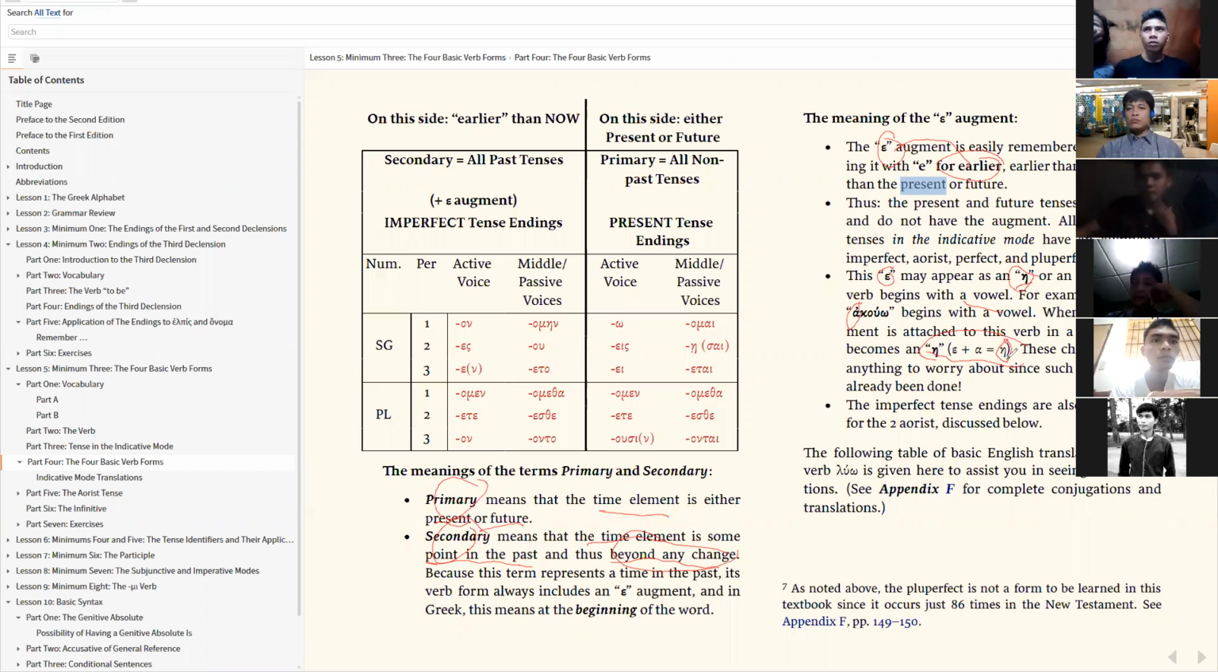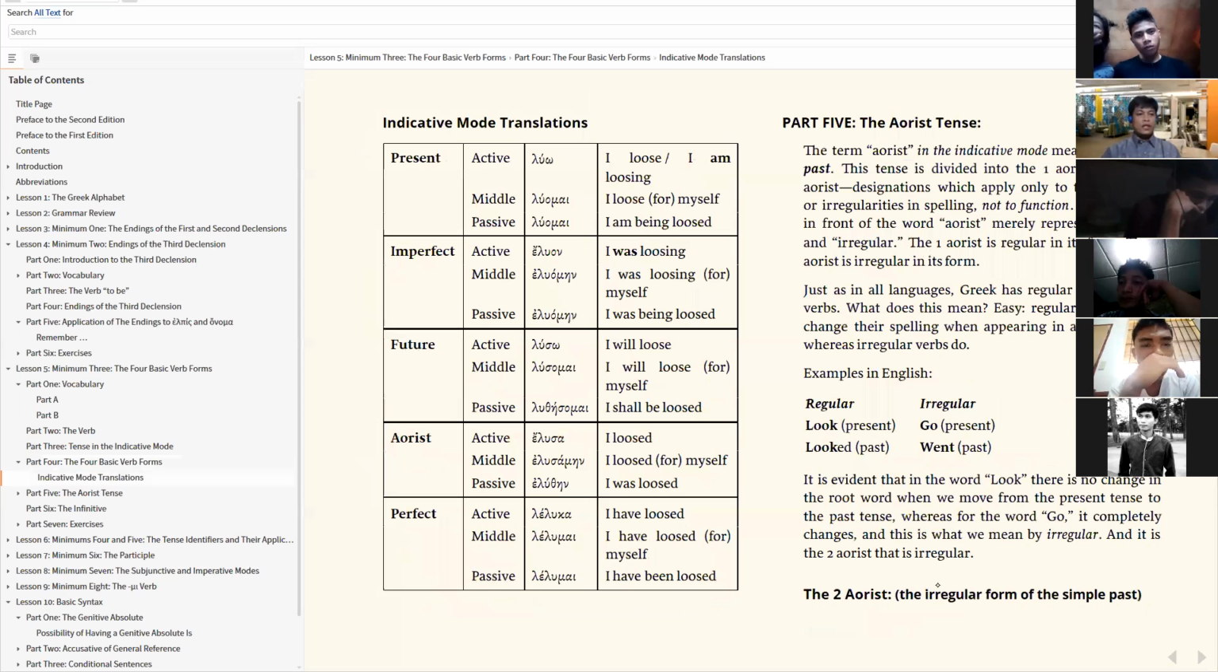So don't be confused when you see an eta or epsilon iota at the beginning, and then you have the secondary endings. It means that there is a change that happened right there. Any questions before we move on to the next one?